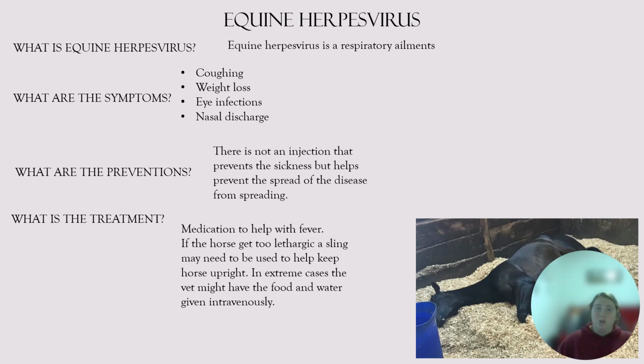If the horse gets too lethargic, it won't want to get up, it won't want to stand, it won't want to eat, it won't want to do any of that stuff. It'll just lay on the stall floor. We would prescribe the horse a sling that attaches to the rafters of the barn, and that would just make sure that the horse is upright and standing so the blood flow and everything keeps working for the horse. And then in extreme cases, they might have the food and water given intravenously, which would be the worst case scenario.